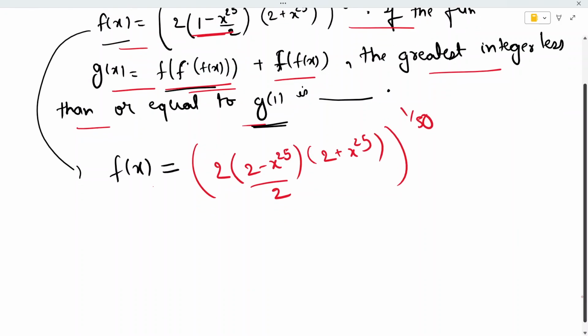We can always write. Now from this 2 to this 2 cancel. Now this is a minus b, a plus b. So this is a square minus b square. This formula, I hope you all are clear. x to the power 150.